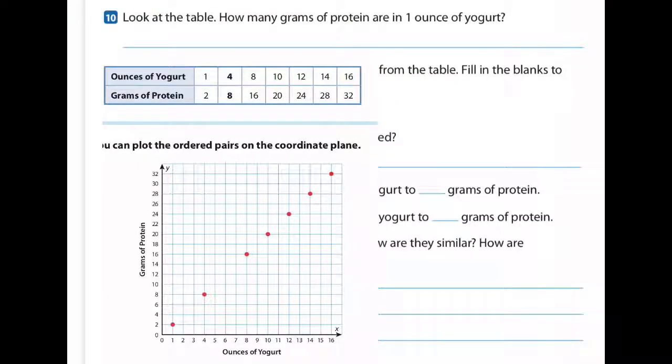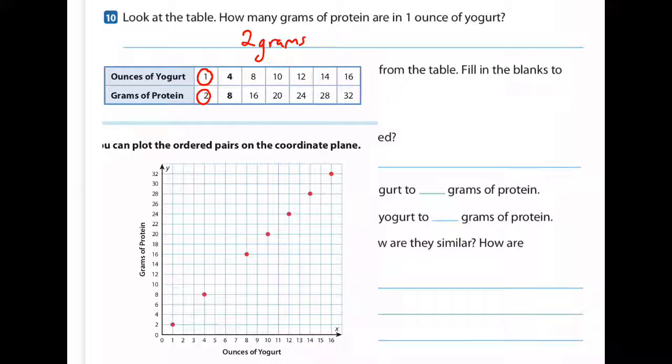Okay, so now for number 10, it says, look at the table. How many grams of protein are in 1 ounce of yogurt? So let's see how you did on this one. So 1 ounce of yogurt is right here. And it says how many grams of protein? Well, it's right there. So the answer is 2 grams.